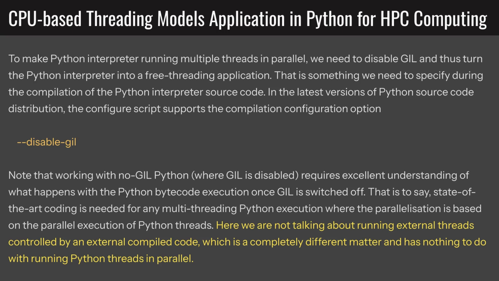That is to say, state-of-the-art coding is needed for any multi-threading Python execution where the parallelization is based on the parallel execution of Python threads. Here we are not talking about running external threads controlled by external compiled code, which is a completely different matter and has nothing to do with running Python threads in parallel.